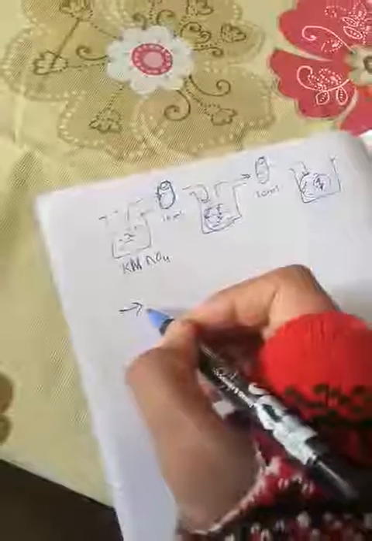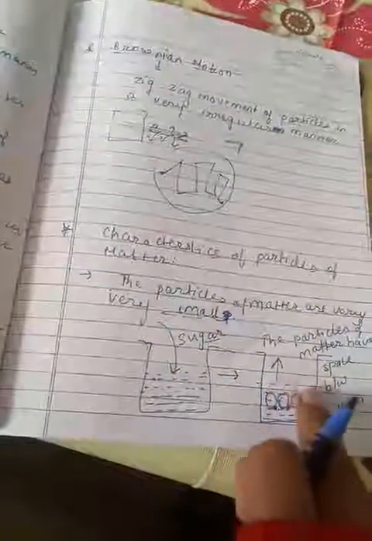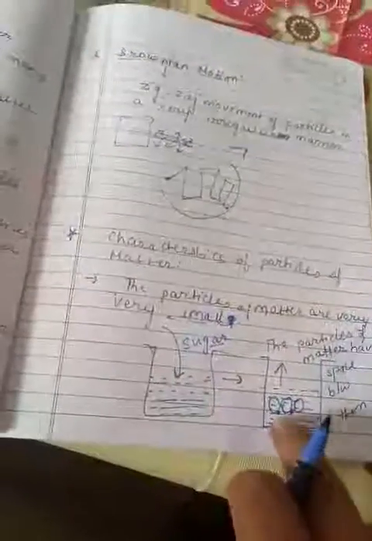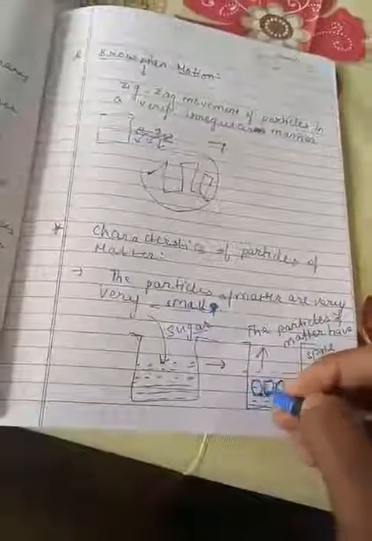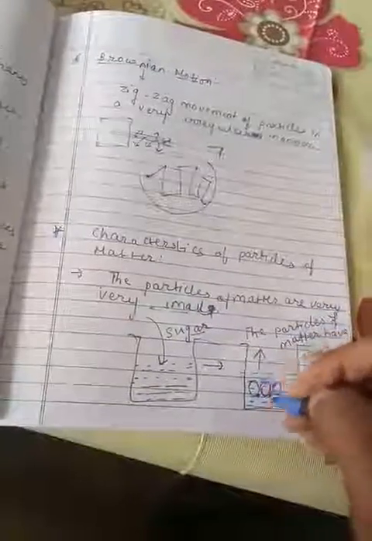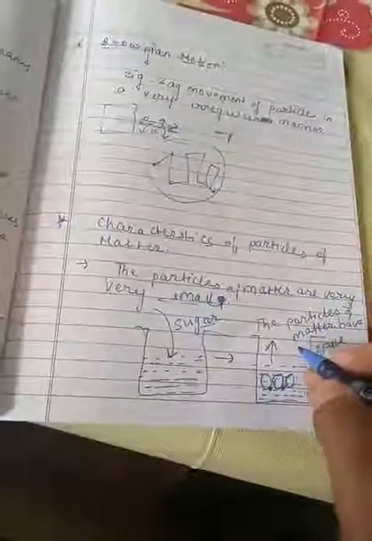The second property is that the particles of matter have space between them, which we concluded here: the sugar particles divide into smaller particles and go and settle down in the voids. The spaces present between the particles of matter are known as voids. So the sugar particles settle in voids, which shows that the particles of matter have space between them.